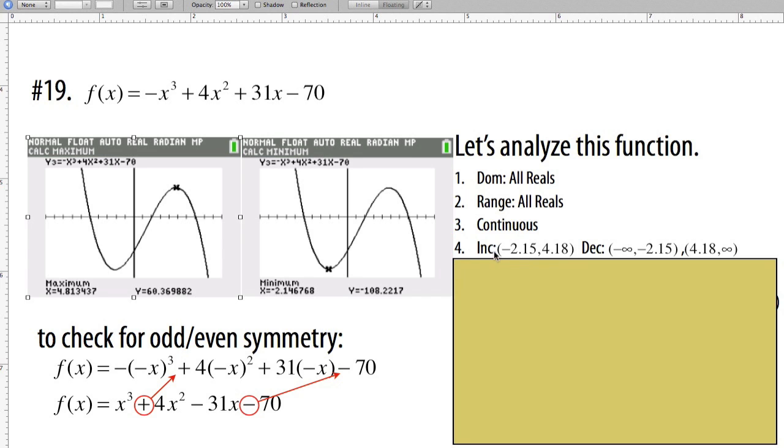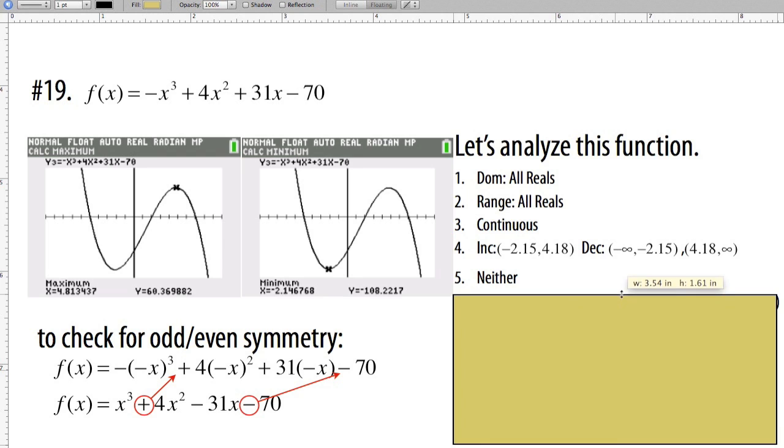Notice which variable I used for the increasing and decreasing. I didn't pay any attention to the y value. The question was, where on the x-axis do you go up? Where do you go down? So in terms of the increasing, my increasing interval goes from here to here. So on the x-axis, that's negative 2.15 to 4.18. That's going from this point, the minimum, all the way up to the maximum at that point. Decreasing, you have 2 decreasing intervals. That's the left part and the far right part. And so negative infinity to negative 2.15, and then 4.18 to positive infinity.